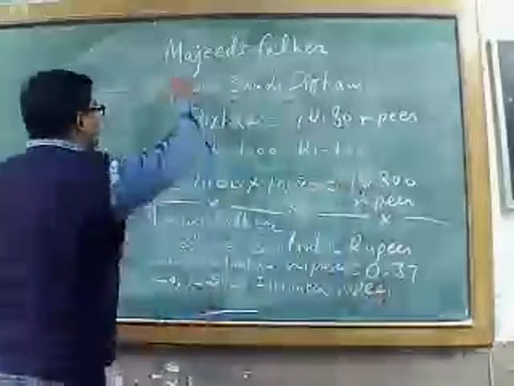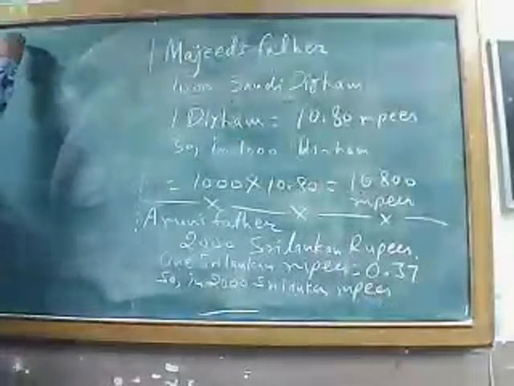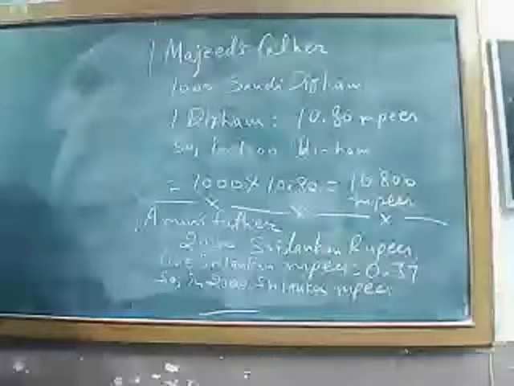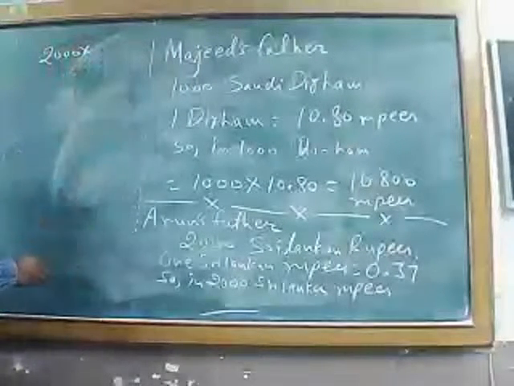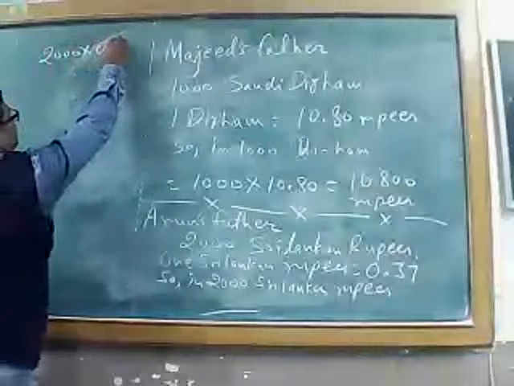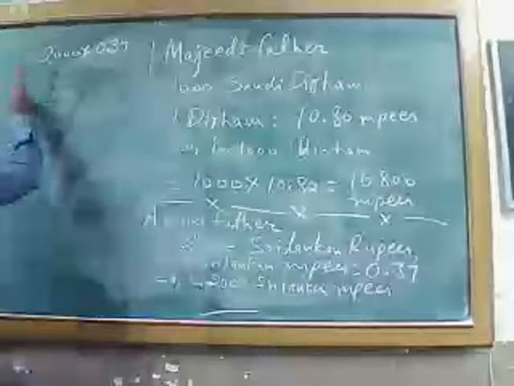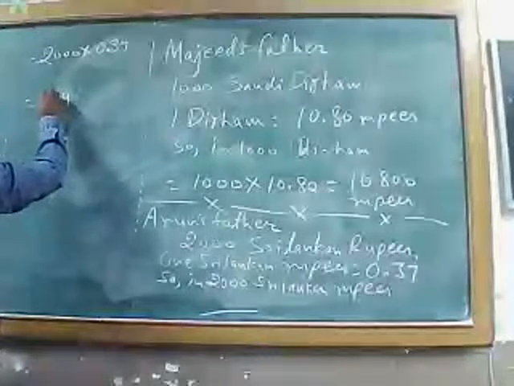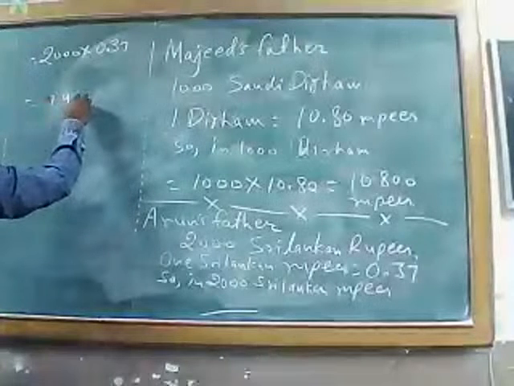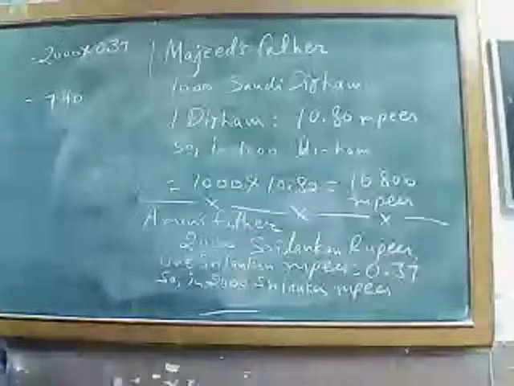now we don't have the space here, so I am using this part of the board. Up to this much I can use. Okay, so it will be 2,000 multiplied by 0.37. Okay, and the answer will be 7 2s are 14, 4, 1 carry over, 3 2s are 6 plus 1, 7, and 740 rupees.